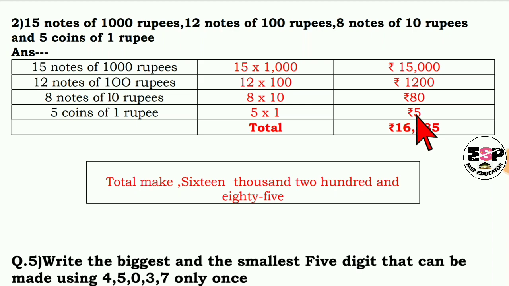Now here also again do the addition of this column, last column. Okay. So its answer is rupees 16,285. Write this number in words. So it will be 16,285. Understood everyone how to convert the notes into rupees?